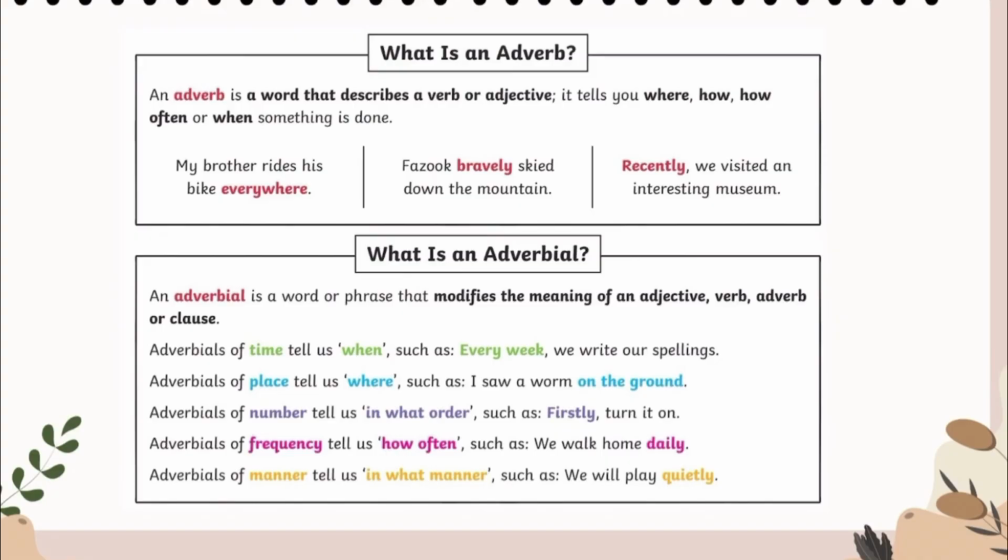So as well as adverbs, we have adverbials. An adverbial is a word or phrase that modifies the meaning of an adjective, verb, adverb, or clause. So adverbials of time tell us when, such as every week, we write our spellings. Adverbials of place tell us where, such as I saw a worm on the ground. Adverbials of number tell us in what order, such as firstly, turn it on, so you might use them for instructions. Adverbials of frequency tell us how often, such as we walk home daily. And adverbials of manner tell us in what manner, such as we will play quietly.